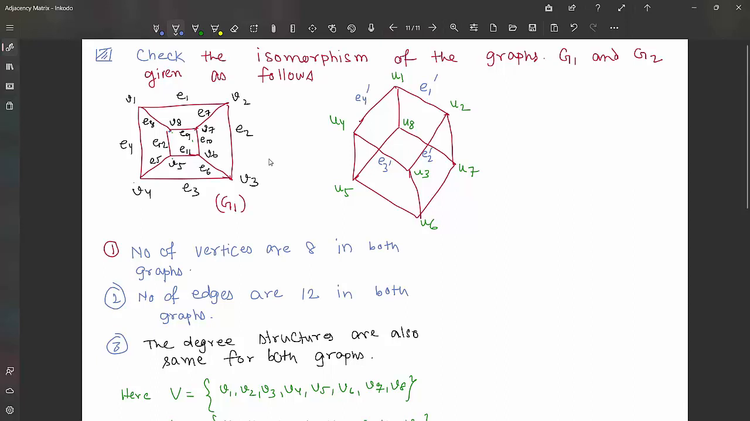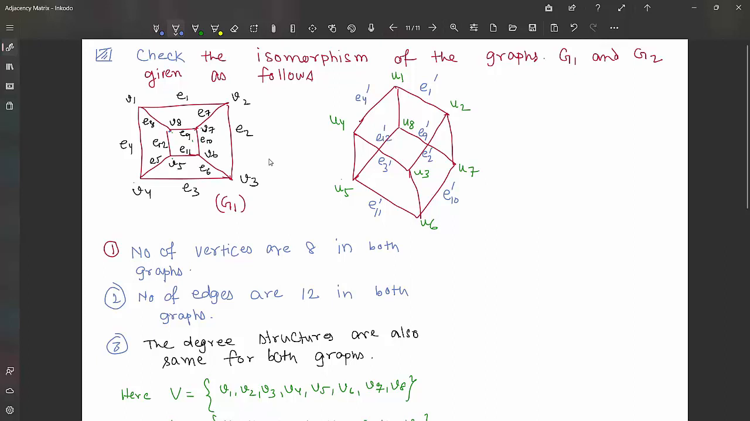After that, over here, starting again from V5. V5 and V6, it is E11, so take it as E11 prime. Here V6 V7, it is E10, so take it as E10 prime. V7 V8, it is E9, so take it as E9 prime, and V5 and V8, it is E12, so take it as E12 prime.